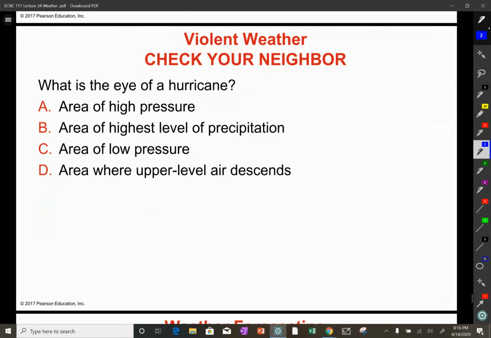Okay, so another question to make sure you've followed along as we've gone through our weather lecture here. We're almost to the end. What is the eye of a hurricane? And I'm sure you don't know the song by R.E.M., It's the End of the World. No, Eye of the Hurricane.